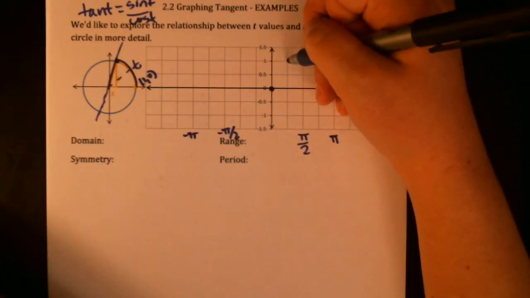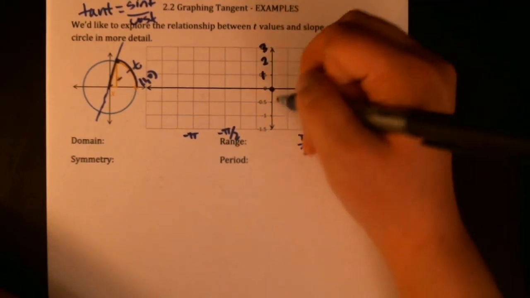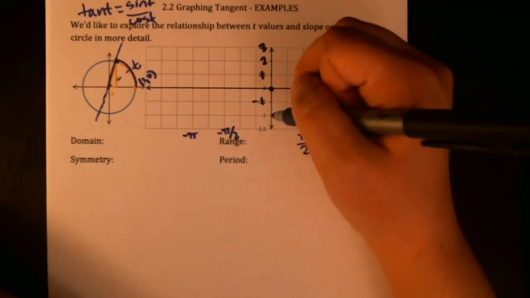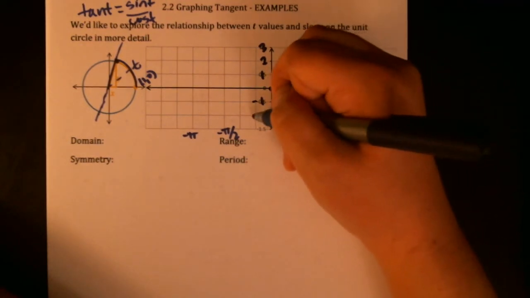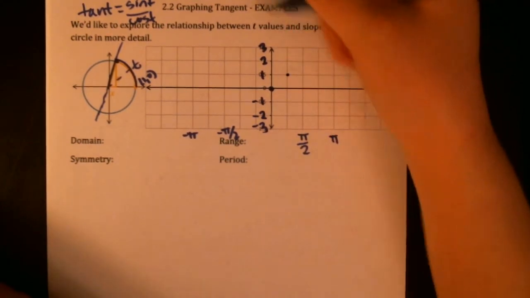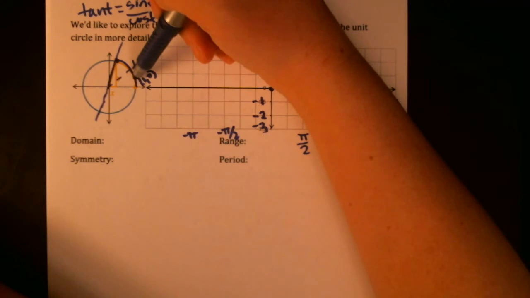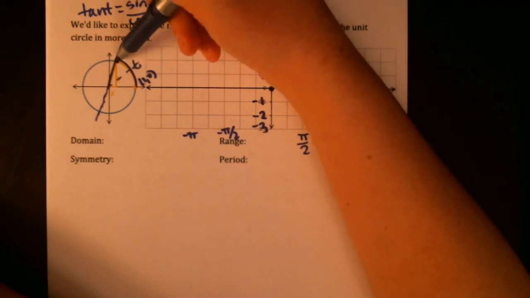I guess I made this rather steep, didn't I? Let's cross these out. Let's go 1, 2, 3. I think I used my same scale as with sine and cosine. Okay, so pi over 4, 1. And then we can check others. We can figure out exactly what our slope is at pi over 6 or pi over 3.